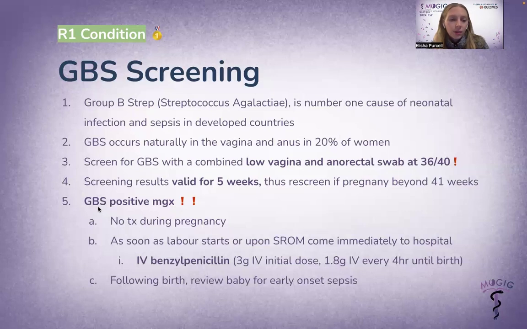Fifthly, it's important to know the management. So no treatment is recommended during pregnancy if someone's GBS positive, but as soon as labor starts or upon rupture of membranes, they have to come immediately to hospital where they get this IV benpen. I don't think you need to know doses, but it does change every year. So if you're someone that really wants to be on it, I would recommend knowing these doses: 3 grams initially, then 1.8 grams IV four hourly until birth. And following birth, it's important that you also review the baby for neonatal early onset sepsis.